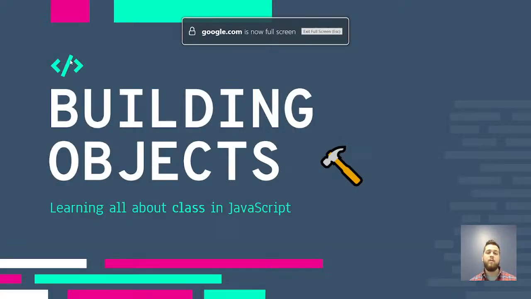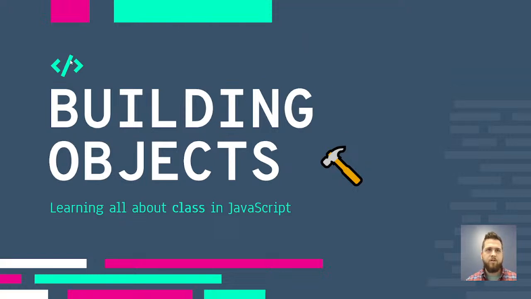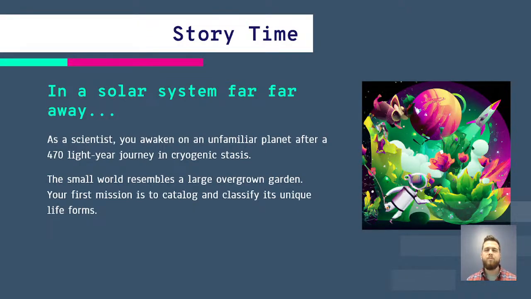Cool. So building objects, learning all about classes in JavaScript. Story time. So in a solar system far, far away, as a scientist, you wake up on an unfamiliar planet after a 470-year light journey in a cryogenic stasis. The small world resembles a large overgrown garden. Your first mission is to catalog and classify all of its unique life forms.